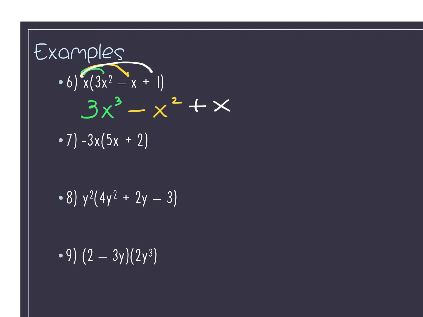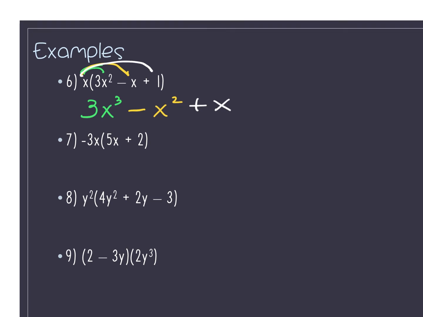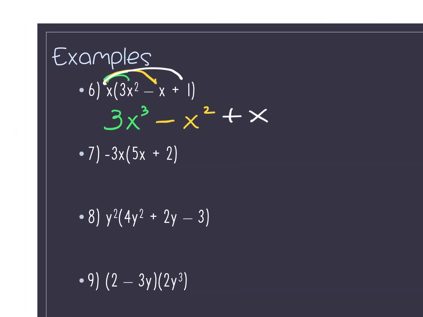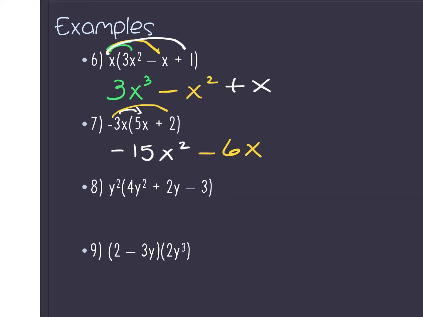For number 7, I'm going to do exactly the same thing. I need to distribute the negative 3x to the 5, which gives me negative 15x squared. Then I'll distribute the negative 3x to the positive 2, which gives me negative 6x. Going to do the same thing on number 8, but this time I'm distributing a y squared.